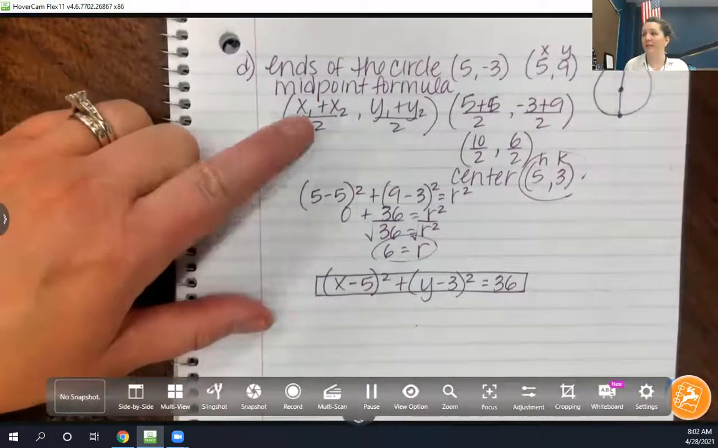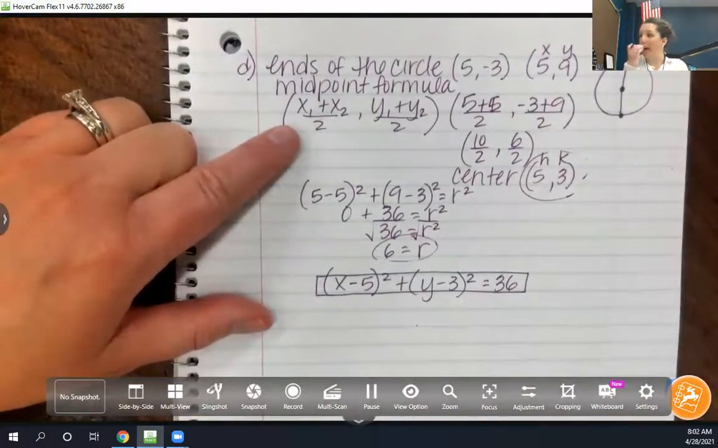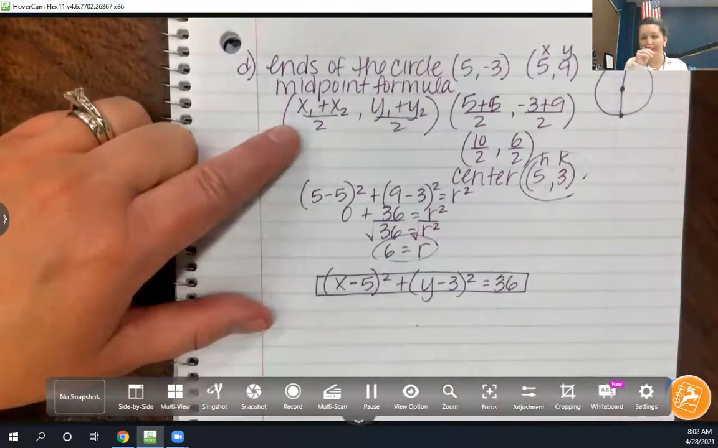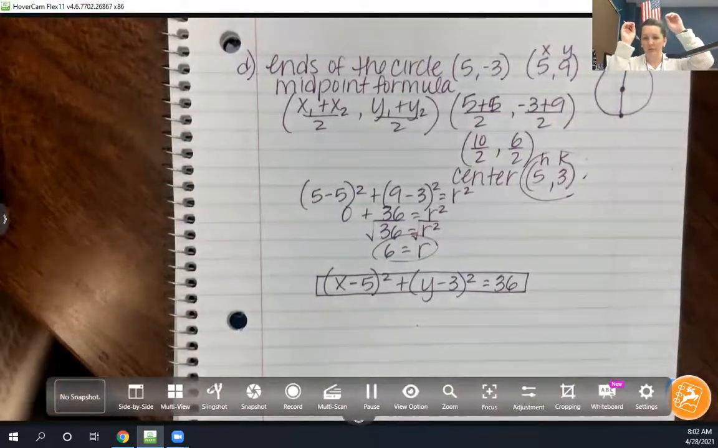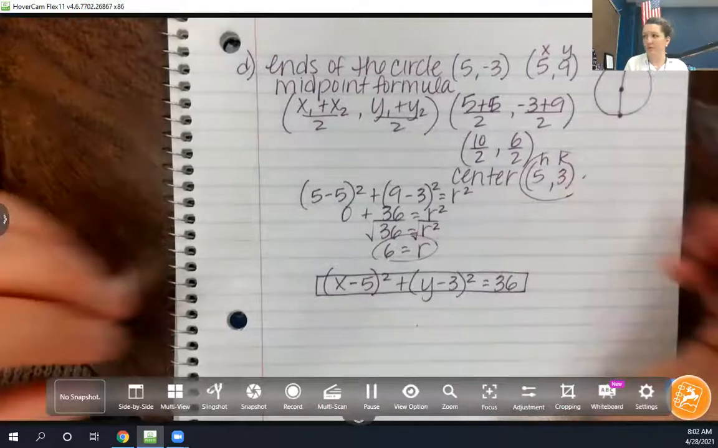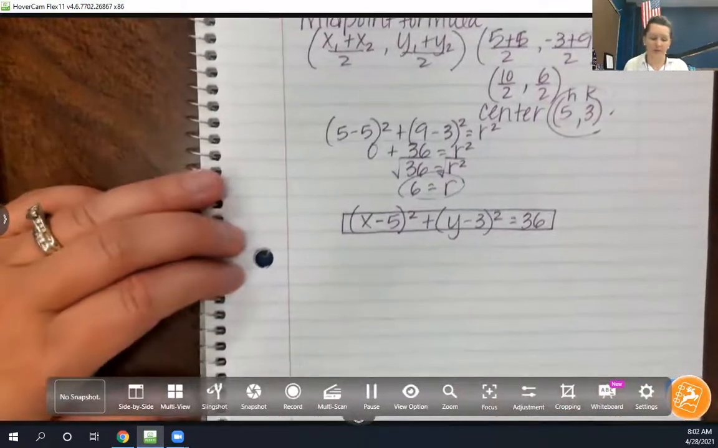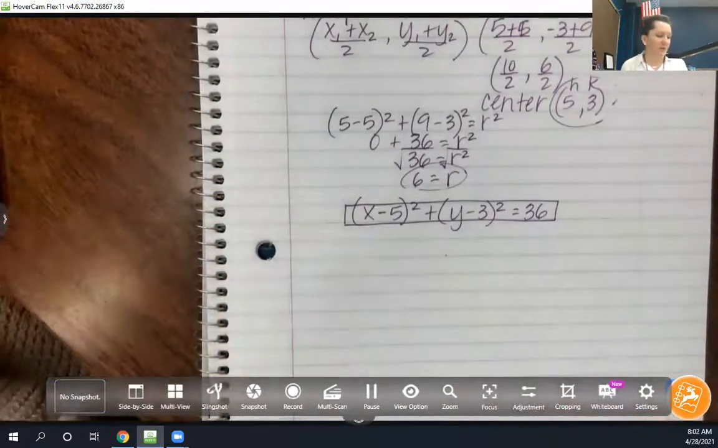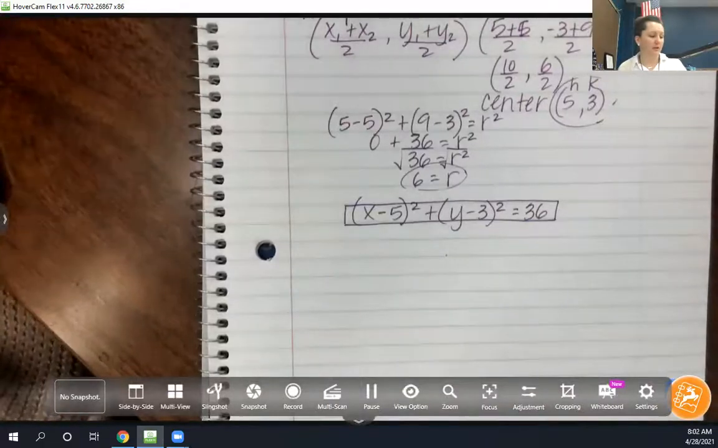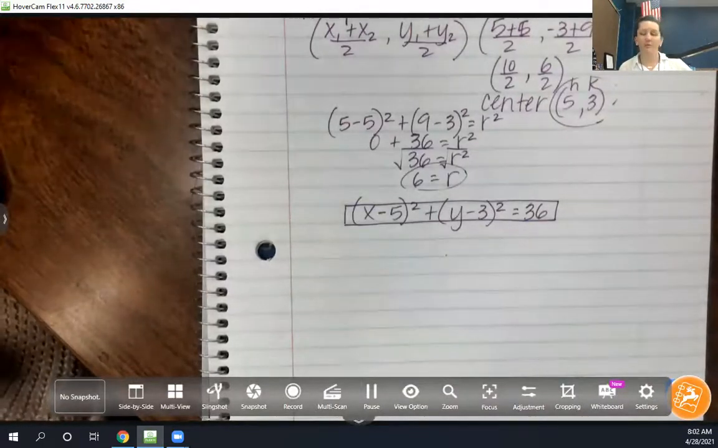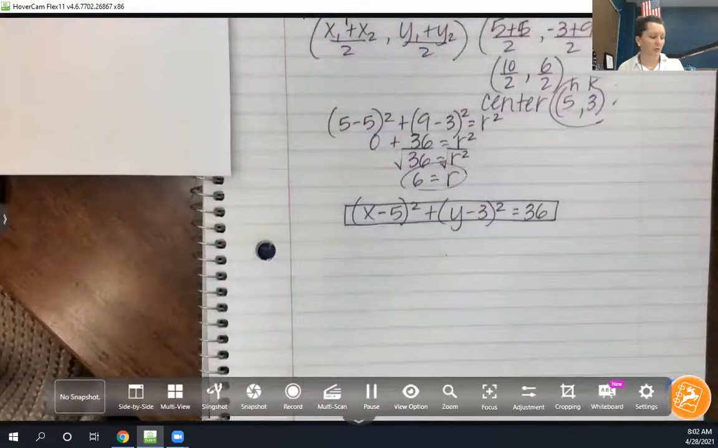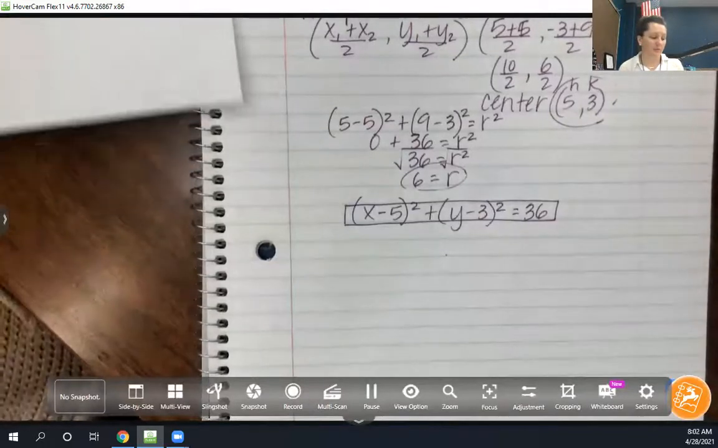There we go. A little bit of work. If we have the ends, you had to find the midpoint, right? This only works if you have the ends of the diameter. It wouldn't work if you had points closer to one another. You'd have to do some other things there. All right, let's move on to the other page of your notes, and we'll talk about graphing those circles.